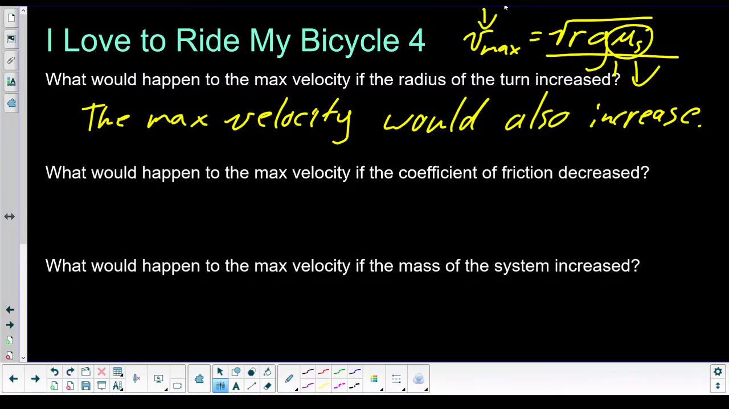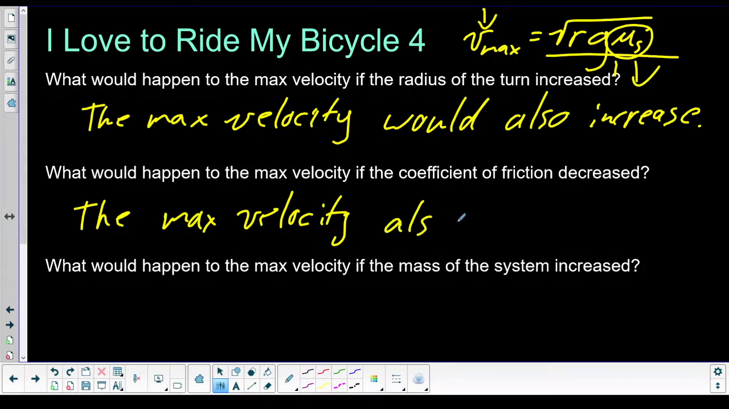The way we would explain that is if my coefficient of friction is smaller, I don't have as much friction. The road is slicker or slipperier with my wheel. If I have a slippery road, I need to slow down, otherwise I'm going to slide. So if our coefficient of friction decreases, the max velocity also decreases.